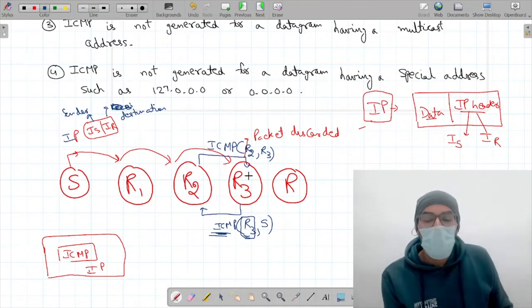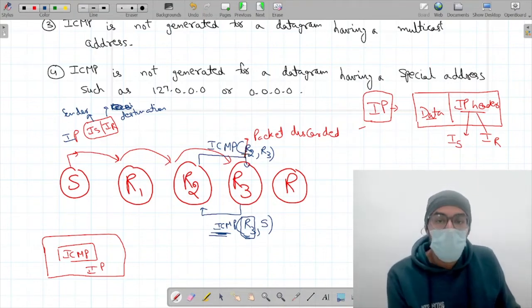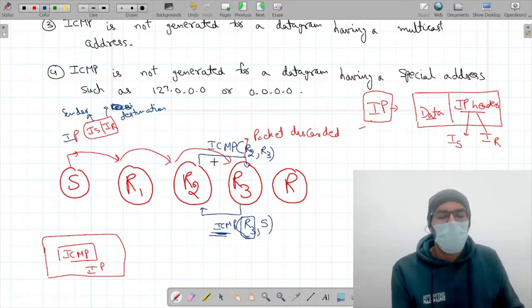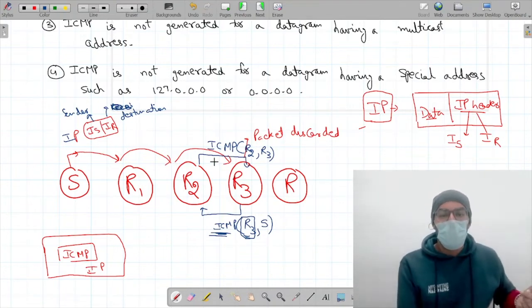Now let's say that this ICMP message contained inside the IP packet is discarded by R3 again. There can be a lot of reasons for the discarding of the packets.